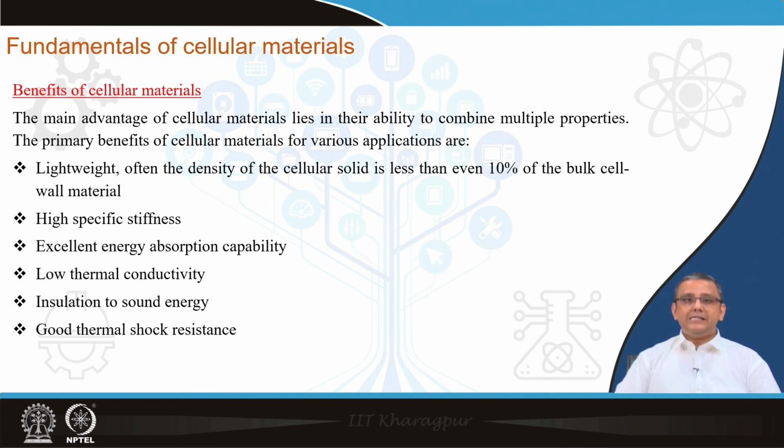So, cellular materials, because they contain a large amount of void or pore space, as I just mentioned, typically contain more than 70% air, and as a result the cellular solids have very low density. Typically, cellular solids have been fabricated which possess a density of even less than 10% of the bulk cell wall material. Cellular materials also possess a very high specific stiffness.